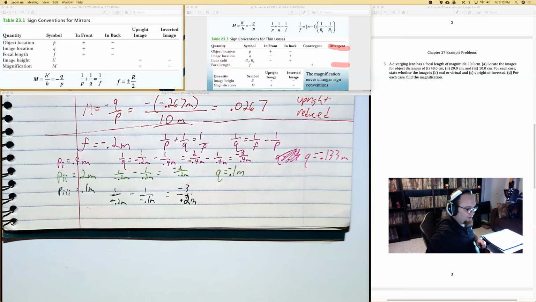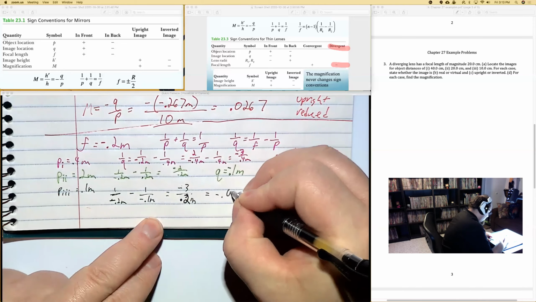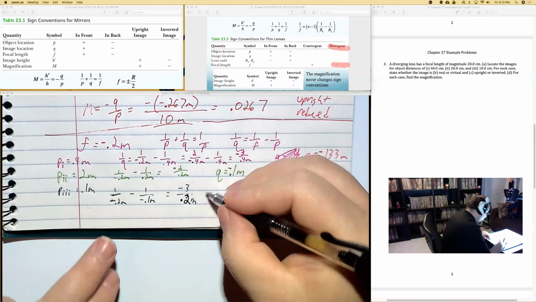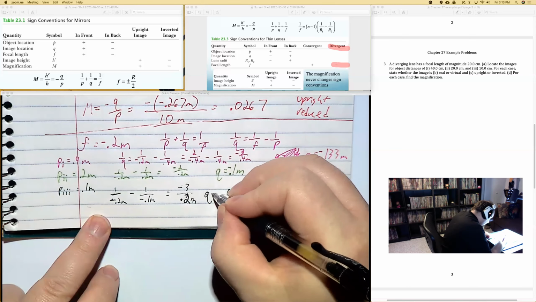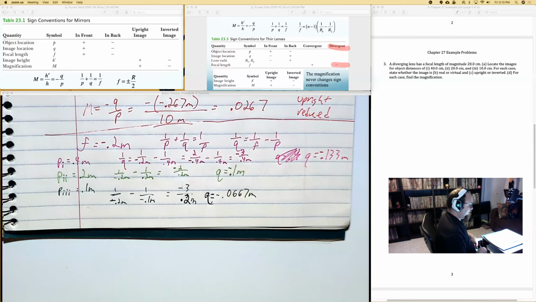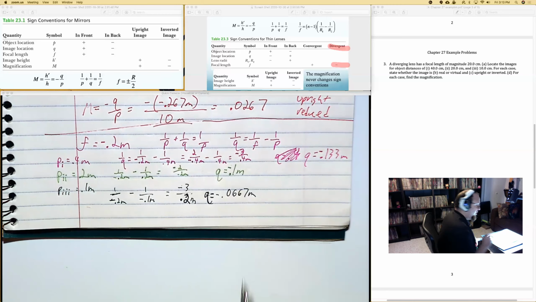All right, 2/3. Oh, I looked at the wrong thing. Which is going to end up being negative 0.0667 meters. And I can get all 3 values of Q just by using that equation. Now, all of these are negative, so all of these are virtual.